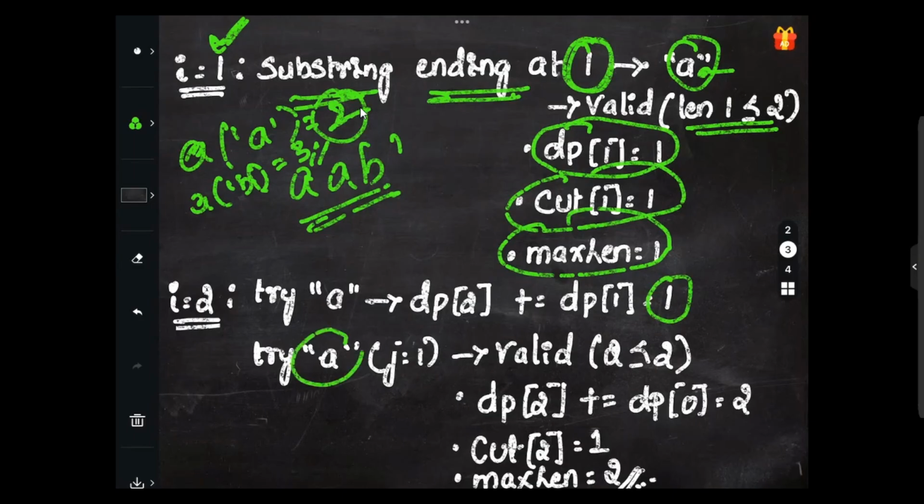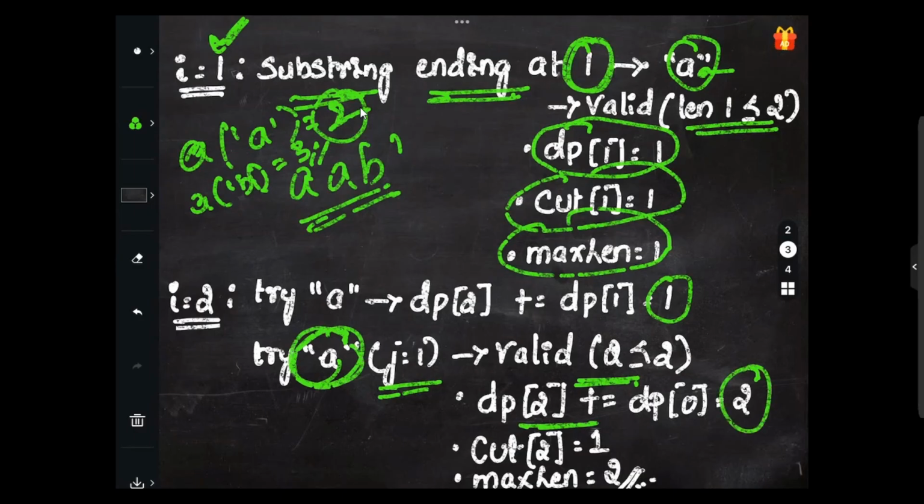Again we will try a. So this time j equals 1, valid will be this one. We'll check whether 2 is less than or equal to 2. Yes, 2 is equivalent to 2, right? So we'll be going with dp of 2 equals dp of 2 plus dp of 0. This time we will be going with 2 plus 0, that will lead to 2. This one I'm speaking of, dp of 2 is 2.